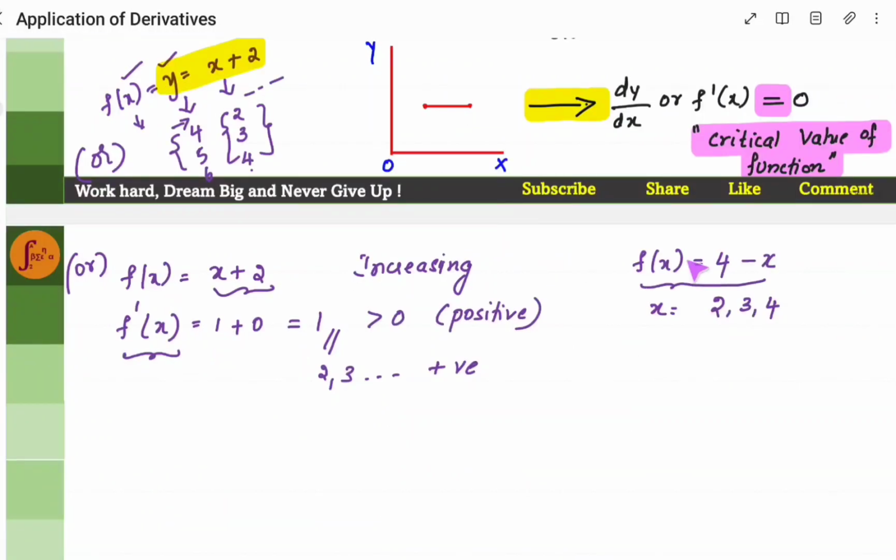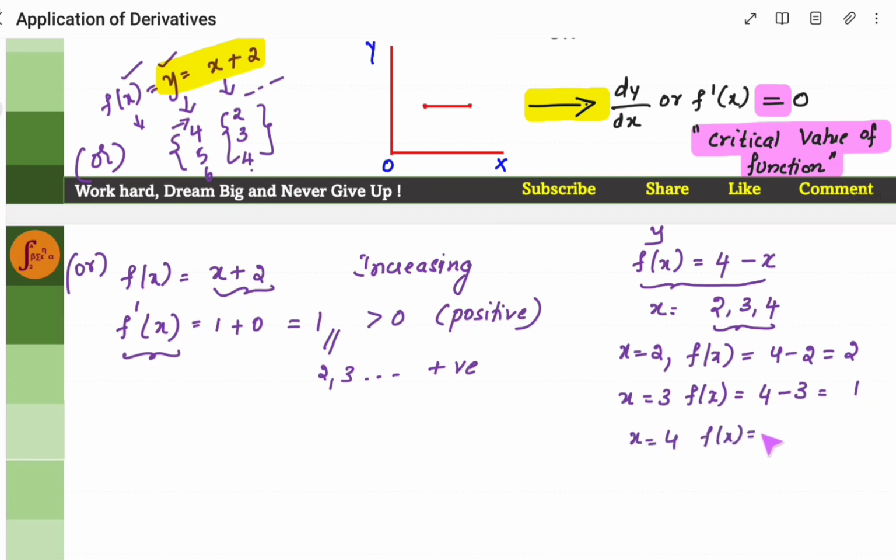Now let's take this particular example. Let's say this function f of x or y is equal to 4 minus x. Now I'll try to find out the values of f of x when values of x are 2, 3, 4, right? When x is equal to 2, f of x is 4 minus, instead of x I'll put 2. It's going to be 2. When x is equal to 3, f of x is equal to 4 minus 3, which is 1. When x is equal to 4, f of x is equal to 4 minus 4, which is 0, right?